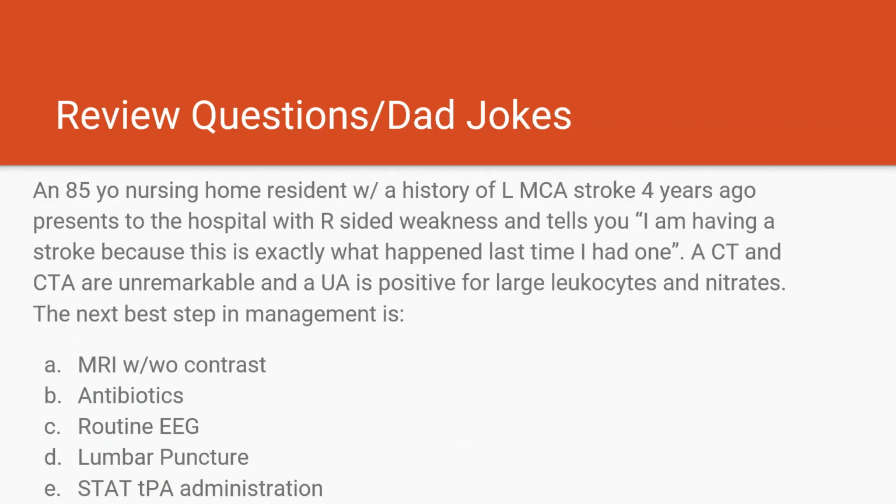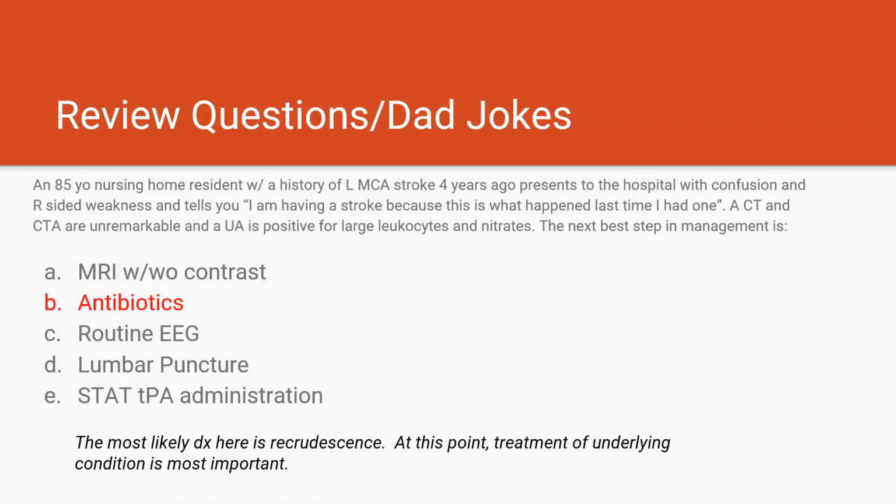Alright, so next, an 85-year-old nursing home resident with a history of left MCA stroke 4 years ago presents to the hospital with right-sided weakness and tells you, "I am having a stroke because this is exactly what happened last time I had one." A CT and CTA are unremarkable, and a UA is positive for large leukocytes and nitrates. The next best step in management is antibiotics. So this is recrudescence.